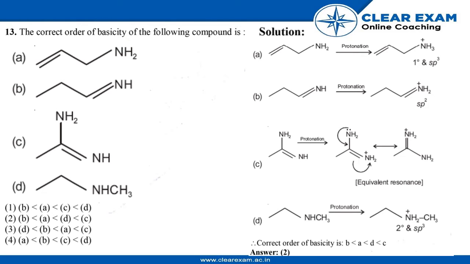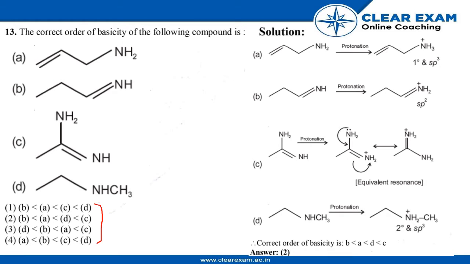The question is: the correct order of basicity of the following compounds is. There are four ammonia compounds given to us and we have to find the correct order of basicity, and the options given to us are these. So now let us find the solution.